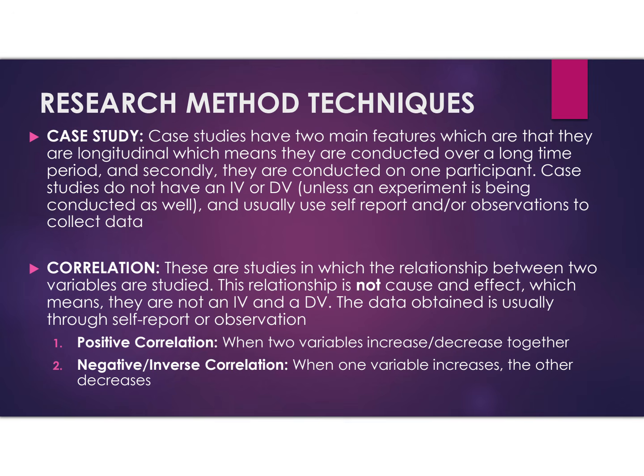And another type of research method technique is a correlation. Now, a correlation is a study in which we are testing the relationship between two variables. And these variables are not IV and DV. Okay, so they do not have a cause and effect relationship. So what is the relationship that we're looking for between these two variables? Either a positive correlation or a negative or inverse correlation.